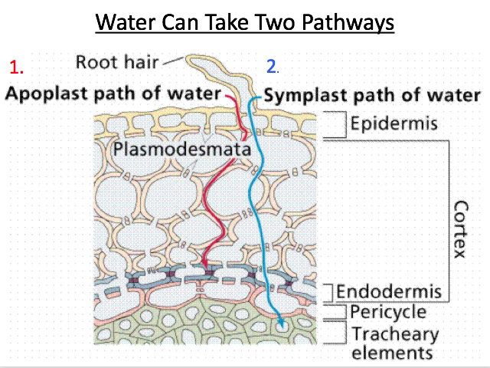Now notice the apoplast path of water does not allow the water to pass all the way into the tracheary elements, because the apoplast path of water gets blocked by a waxy layer found inside the endodermis, which we'll talk about in just a little bit.